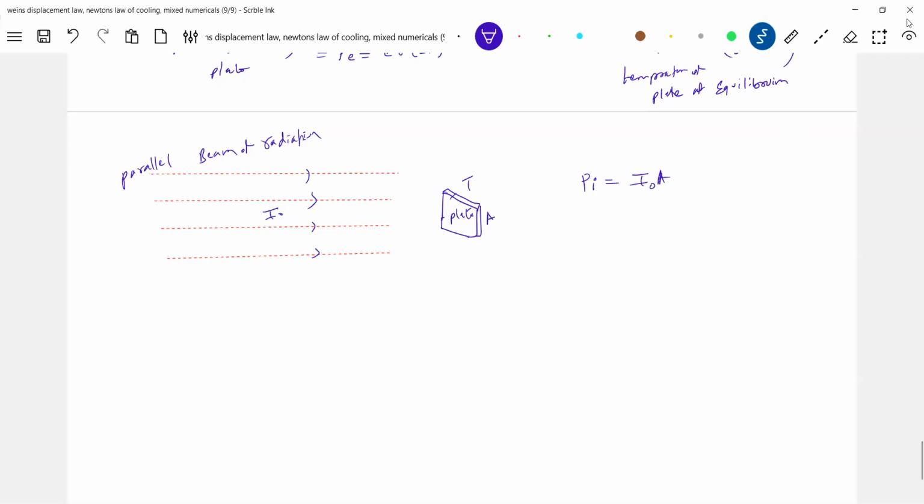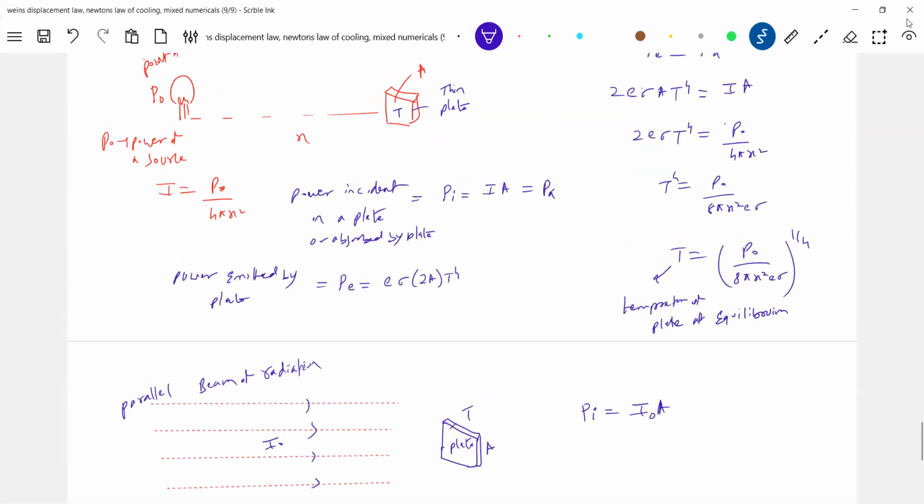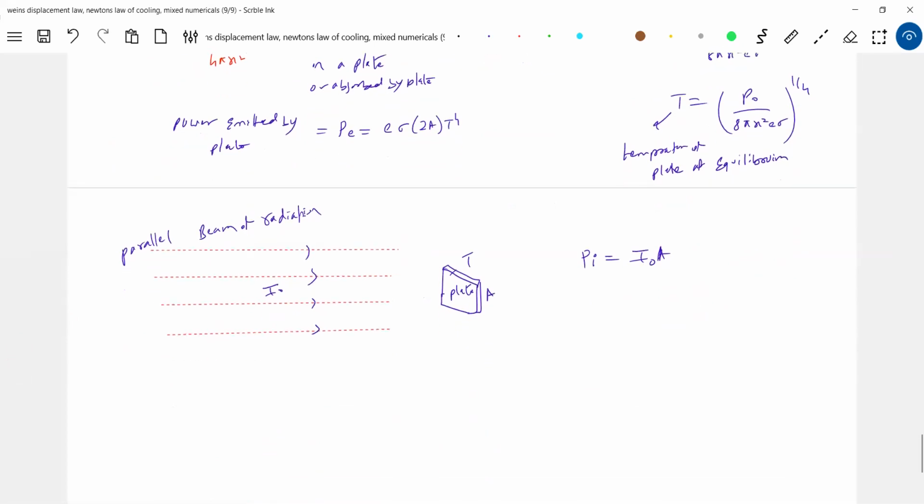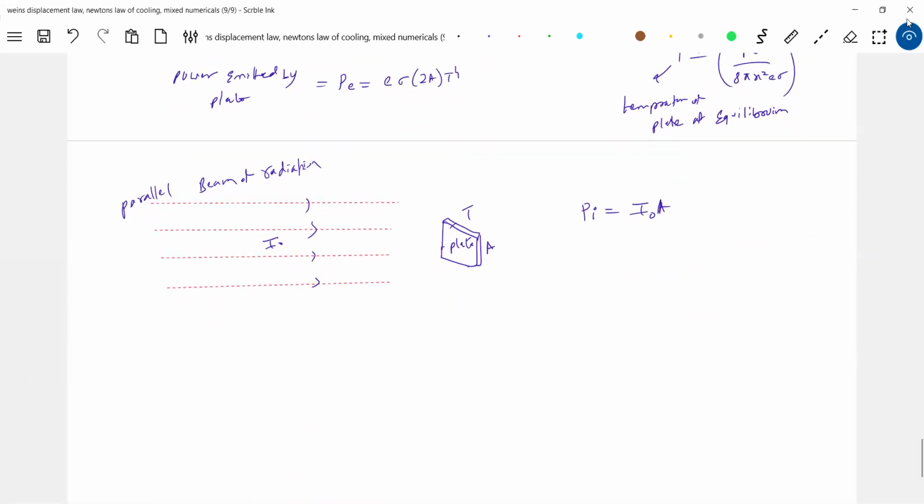Or directly you have the intensity. If a point source is there, you should calculate the intensity, then how much of it is incident on the plate. Intensity into area will be the power incident on it. How to calculate intensity for a point source? Power by 4 pi x square. If a parallel beam of light is incident, that is the intensity of the beam into area. A is the area of cross section of the plate.